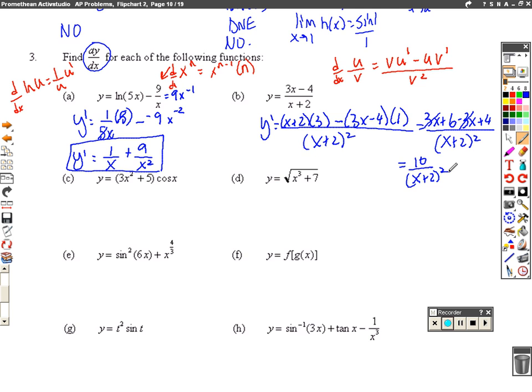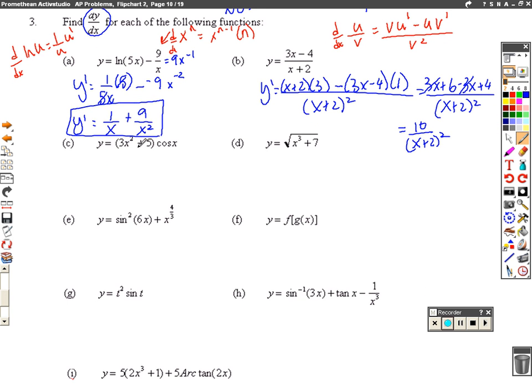All right, let's move on to C. Here we have a function times another function. So I'm going to do a quick recap of the product rule. If you have d dx of u times v, it's the first times the derivative of the second plus the second times the derivative of the first. Okay, let's do that here.